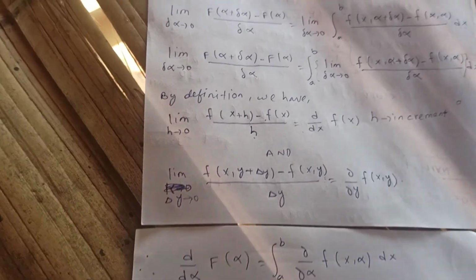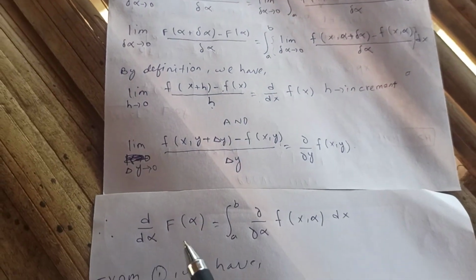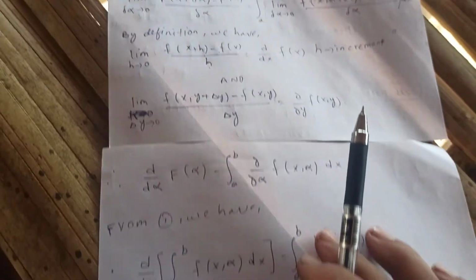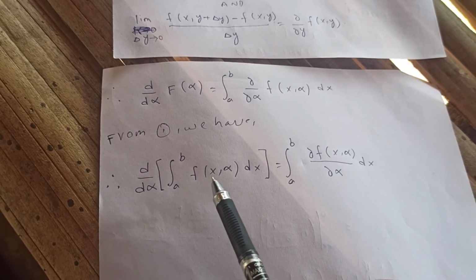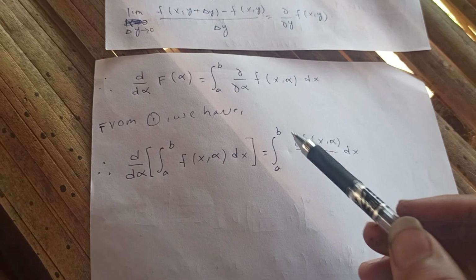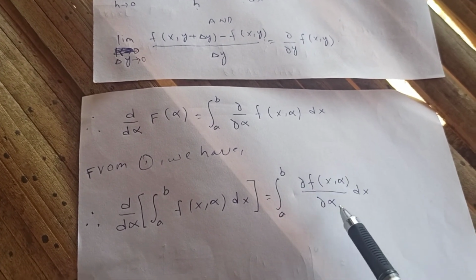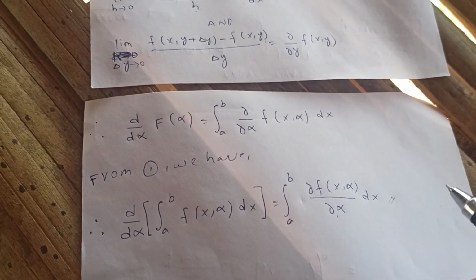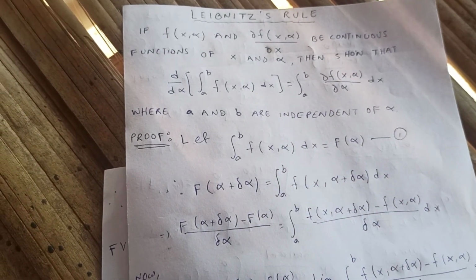Now from equation 1 at the beginning, F of alpha is nothing but this integral. Therefore d by d alpha of the integral from a to b of f of x comma alpha dx is the integral from a to b of the partial derivative of f of x comma alpha with respect to alpha, times dx. So this is what we call the Leibniz rule. That's it.